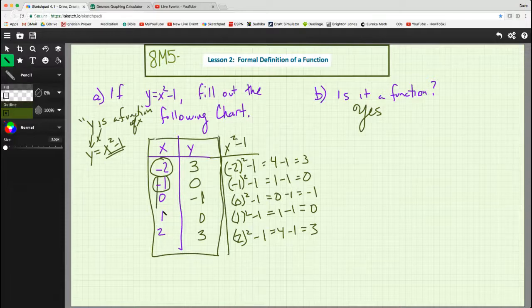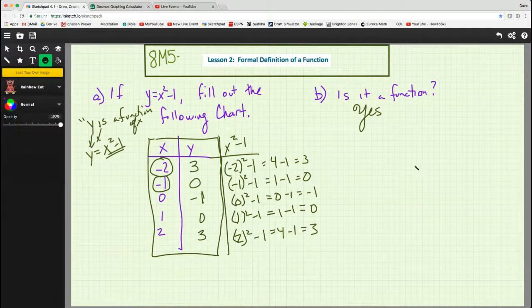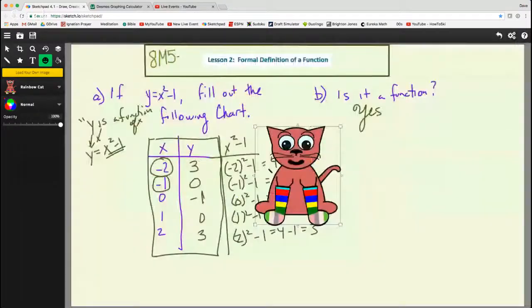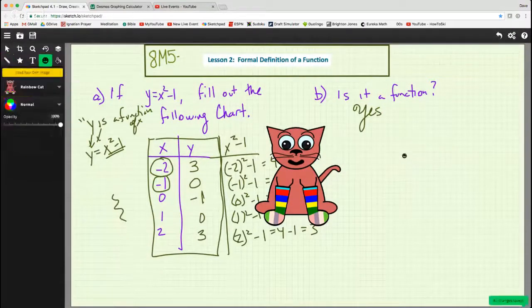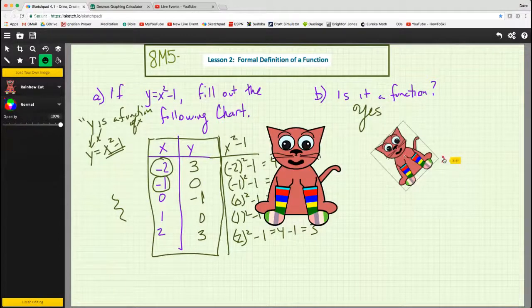No duplicate entries. This is definitely a function. And so we can happy cat that. I'm not sure what's going on here, why my happy cat won't draw. There's my happy cat. There we go. Spinning happy cat.